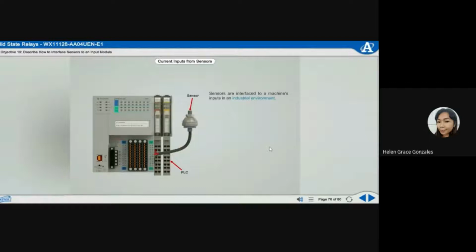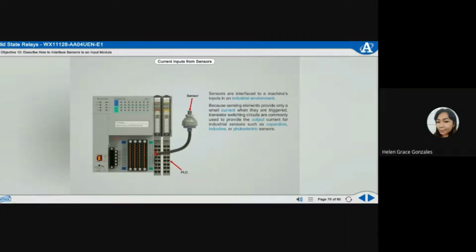Sensors are interfaced to a machine's inputs in an industrial environment. Because sensing elements provide only a small current when they are triggered, transistor switching circuits are commonly used to provide the output current for industrial sensors such as capacitive, inductive, or photoelectric sensors. The transistor increases the current available from the sensing element in order to drive the inputs of PLCs, robots, CNC machines, and other industrial systems.